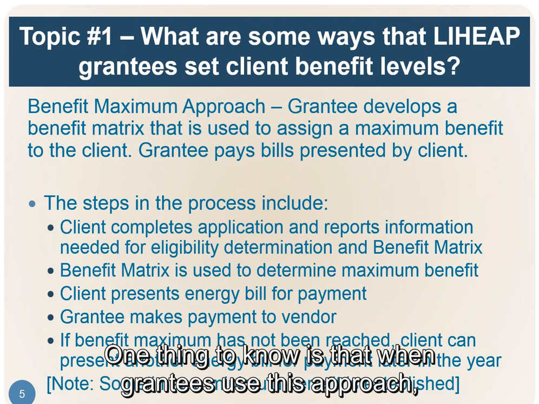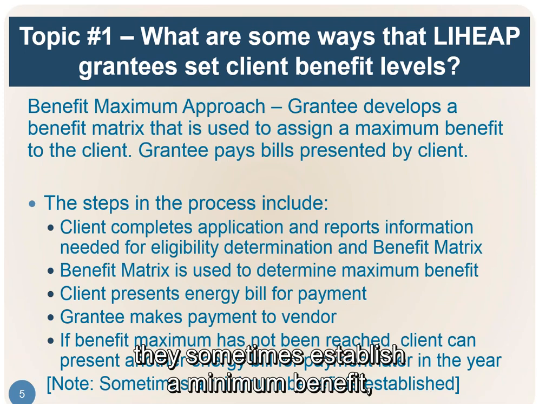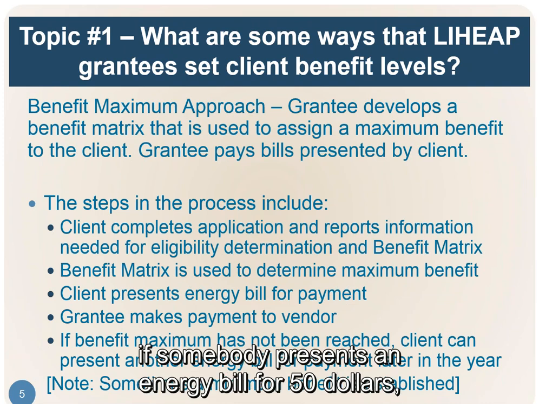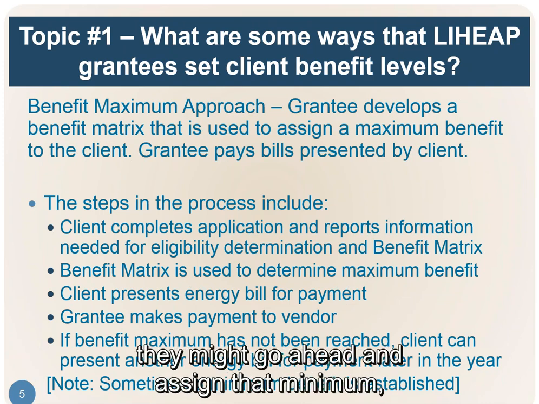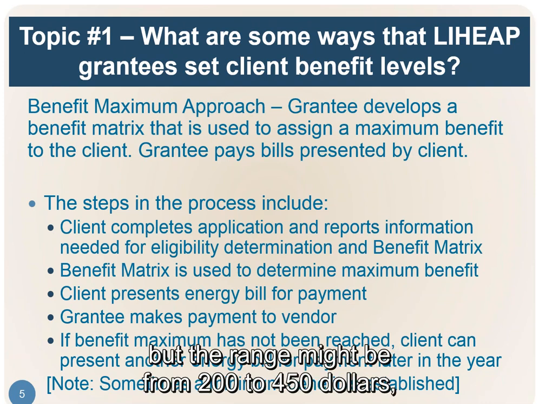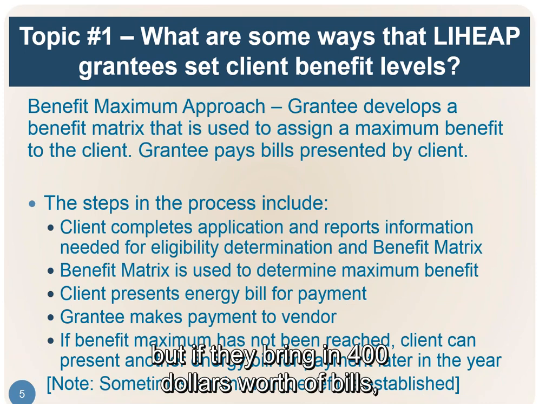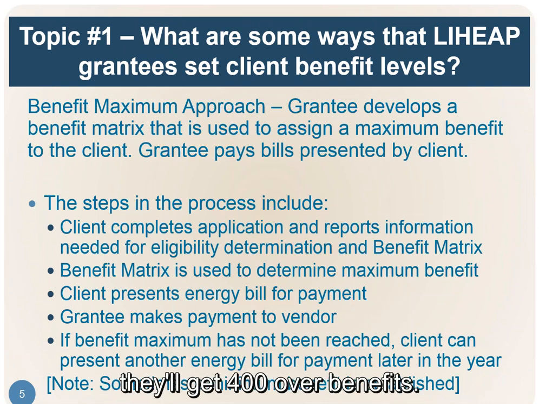One thing to know is that when grantees use this approach, they sometimes establish a minimum benefit. So the minimum benefit might be $200. If somebody presents an energy bill for $50, they might go ahead and assign that minimum. But the range might be from $200 to $450, and the client automatically gets $200, but if they bring in $400 worth of bills, they'll get a $400 benefit.